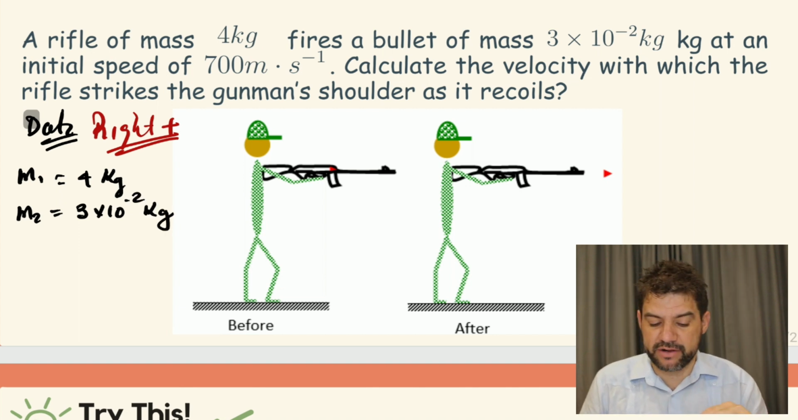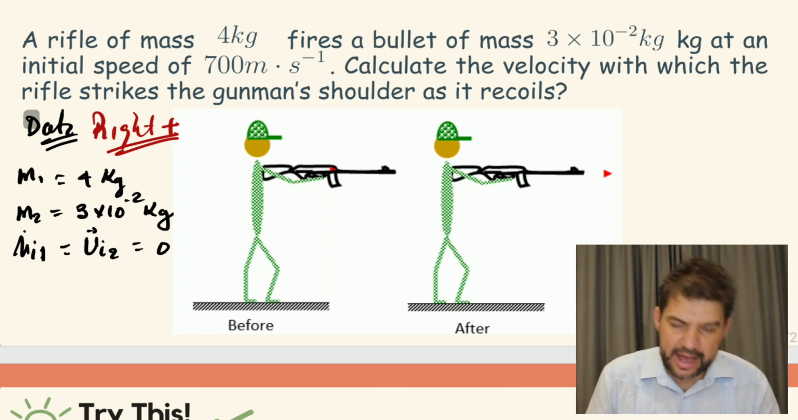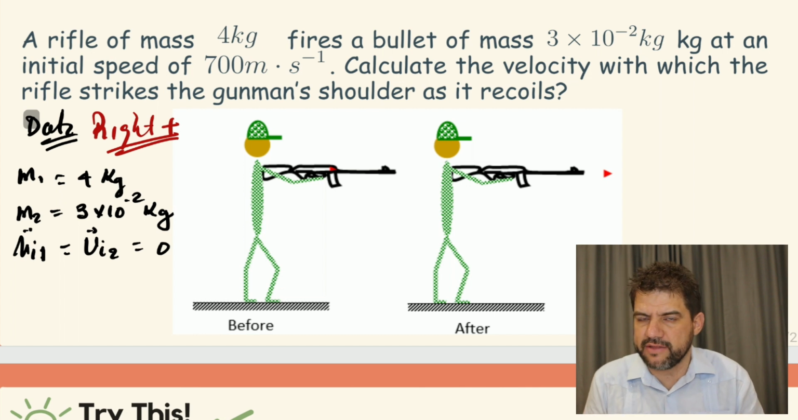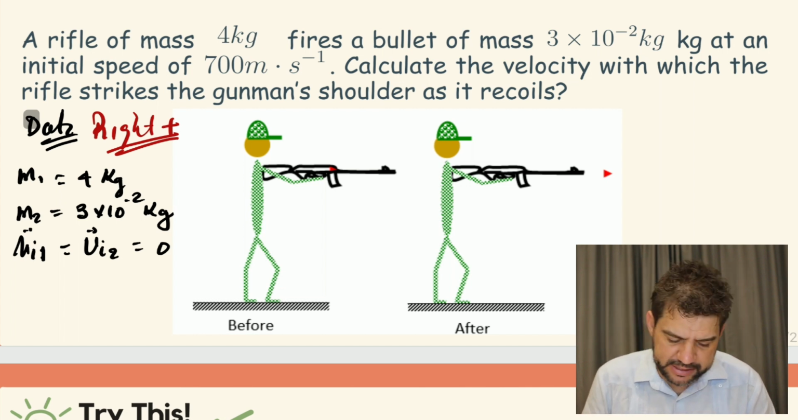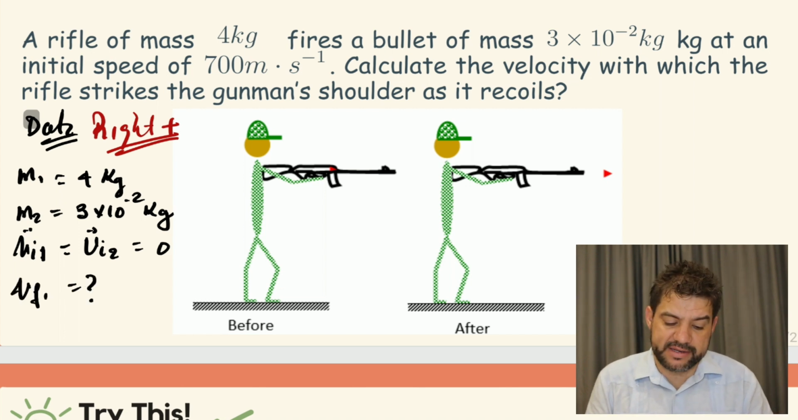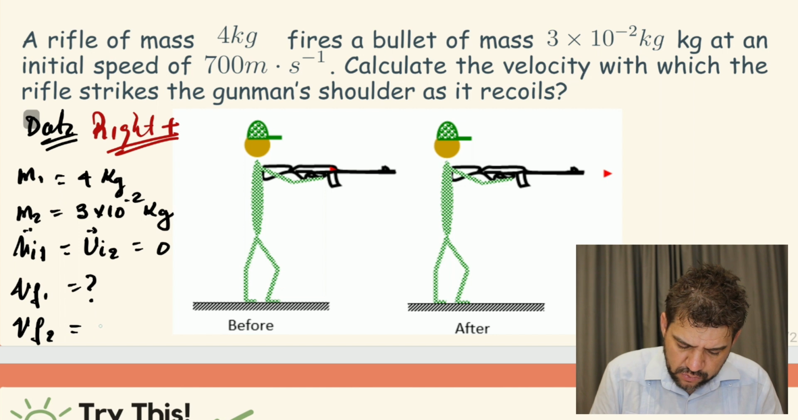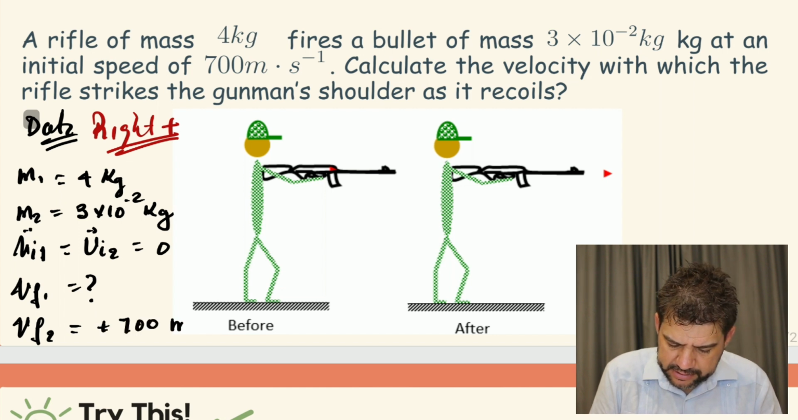Now, the speeds, be careful. That 700 is after the rifle has shot the bullet. So that is actually the final speed. The initial speed of 1 and the initial speed of 2 are equal to 0. That is, before shooting, the rifle and the bullet are at rest. So the initial speed is 0. The final speed 1, that is what we are looking for. Remember I said 1 is going to be the rifle. So final speed 2, that is the 700, which is positive, 700 meters per second.